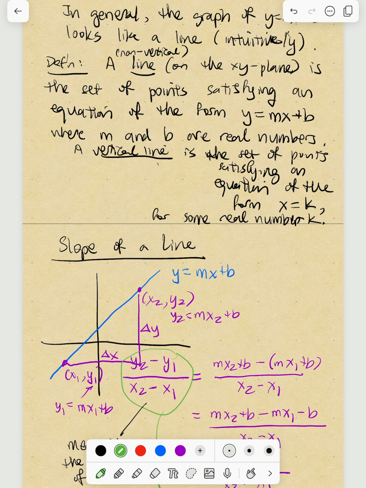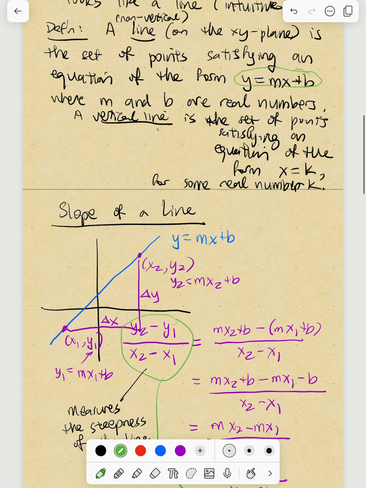Well, actually, we define a non-vertical line to be a set of points satisfying an equation of the form y equals mx plus b for m and b real numbers. And the vertical line is the set of points satisfying an equation of the form x equals k for some real number k. And we define a line to be either a non-vertical line or a vertical line. So now we have a precise mathematical definition of a line.